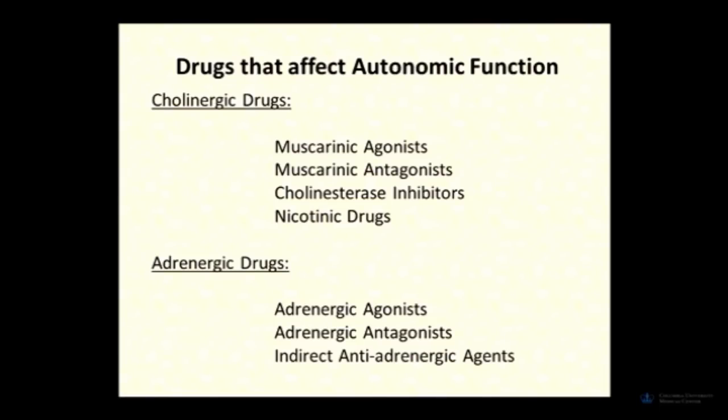We're going to talk about drugs that affect autonomic function. We're going to talk about cholinergic drugs versus adrenergic drugs. We're going to talk about muscarinic agonists, drugs that activate muscarinic receptors, muscarinic antagonists. We're going to talk about choline esterase inhibitors.